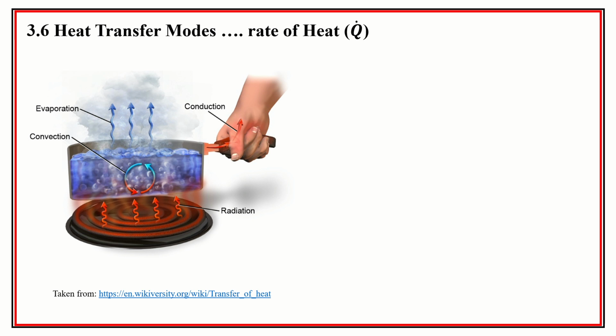We're moving on to Section 3.6 in our textbook, where we talk about heat transfer modes and the rate of heat. When we talk about heat, we're moving from one state to another state, and it's really the heat transfer that Q is talking about. Sometimes the rate of heat transfer, that Q dot, is one of our goals.